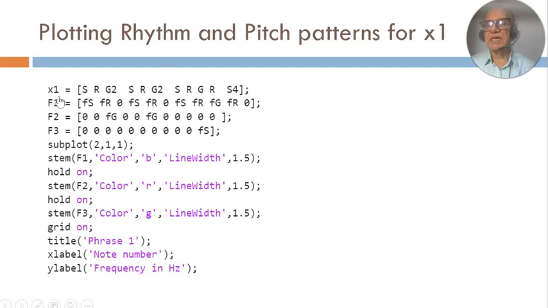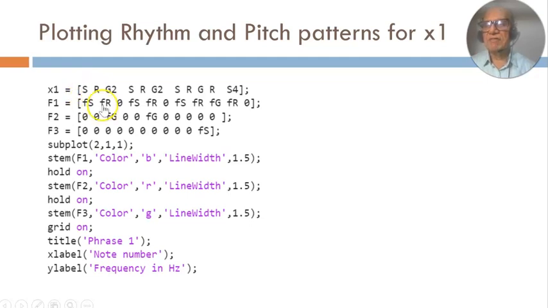Let us first start with the first musical phrase, that is SRG2, SRG2, SRGR and S4. What we do is define an F1 vector and this contains a number of frequencies. However, these frequencies correspond to those notes which have 1 matra duration. So we have called it F1. S has the frequency Fs, so we write Fs here.